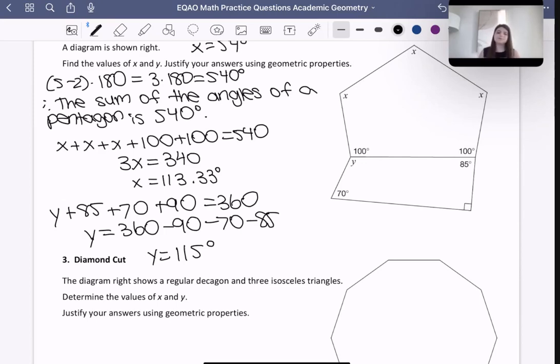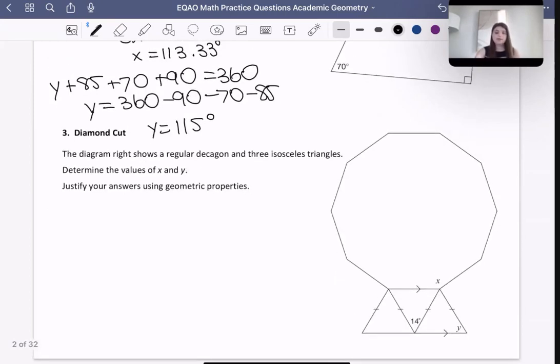Very good. Let's move on to one last one, and then we'll be done with the geometry section of our EQAO practice. This says diamond cut. The diagram shows a regular decagon with 3 isosceles triangles. Determine the value of x and y. Okay, so let's start with determining the value of x.